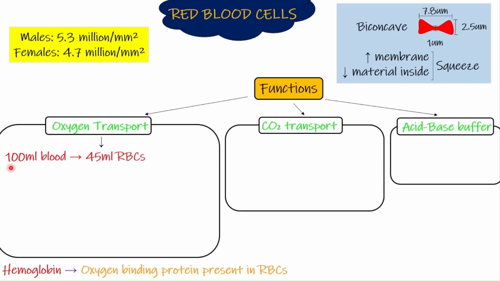For that, first of all, we'll discuss that in 100 ml of blood, there are 45 ml of RBCs. And how have we calculated this? We know that 45% of the blood is basically the cells, and in the cells the RBCs are the predominant cells. So 100 ml of blood has 45 ml of RBCs.